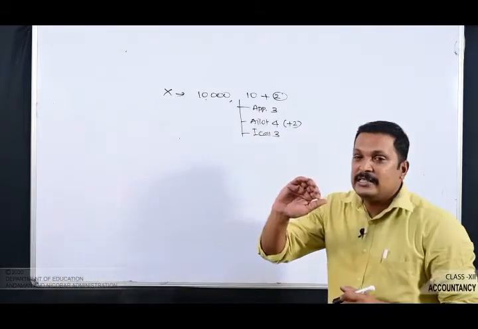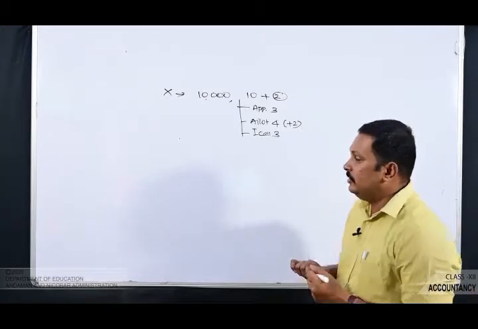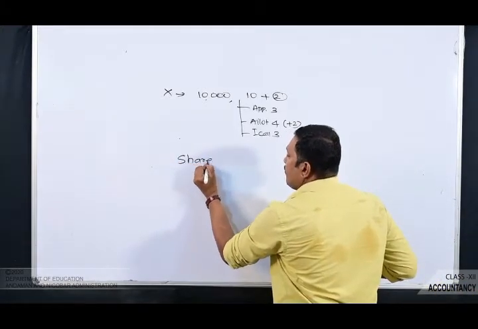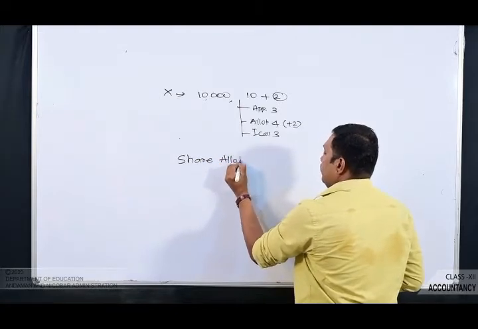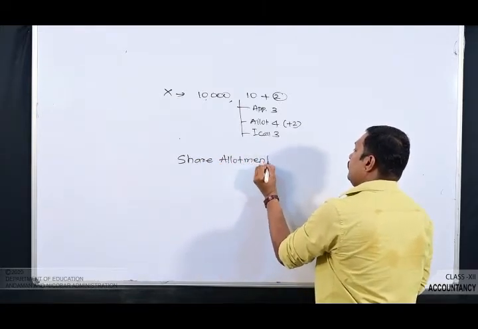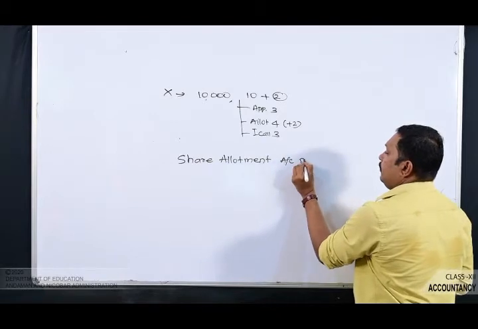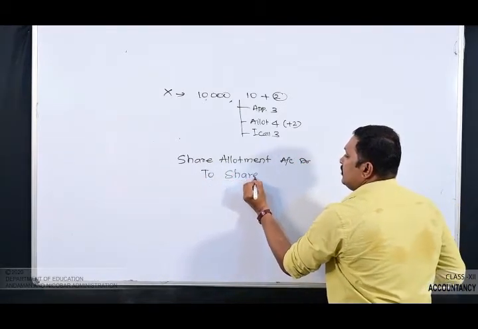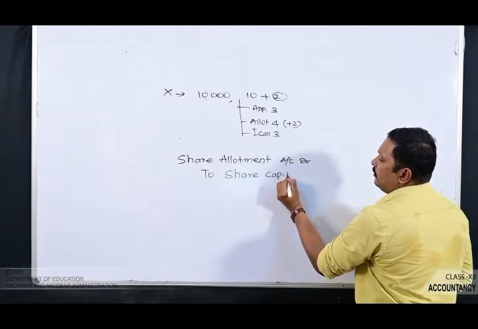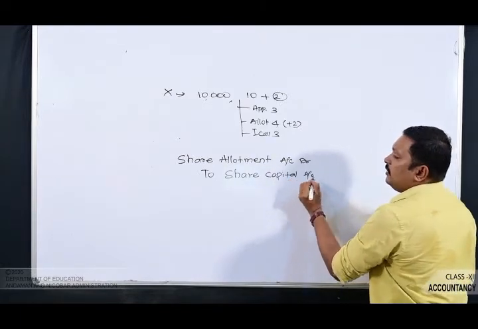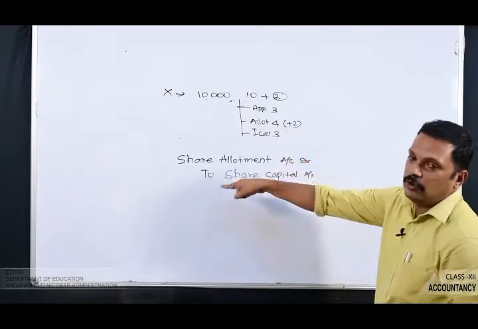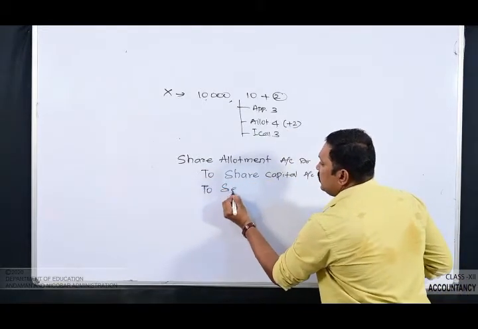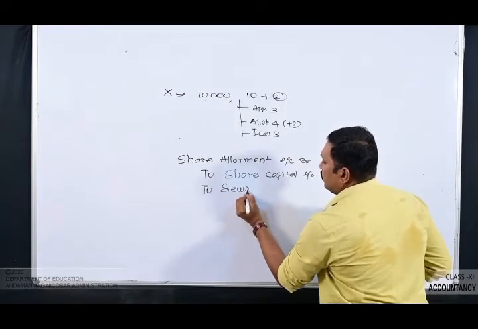So there is a slight modification in the entry. So the entry will be share allotment account debit to share capital. This is the normal entry, no? But we received premium with the allotment. So we have to add one more entry to securities premium reserve.